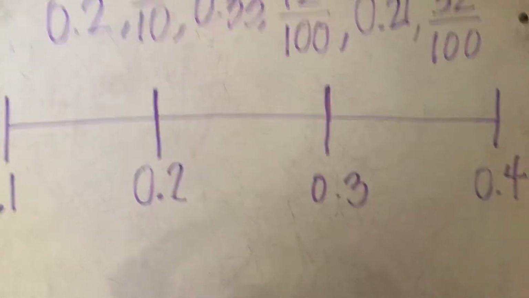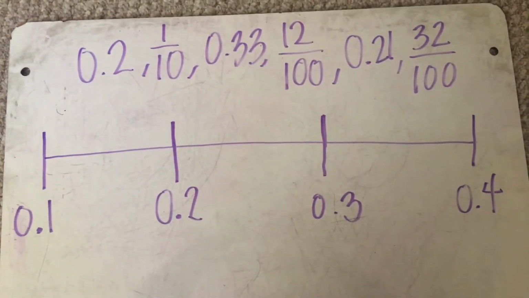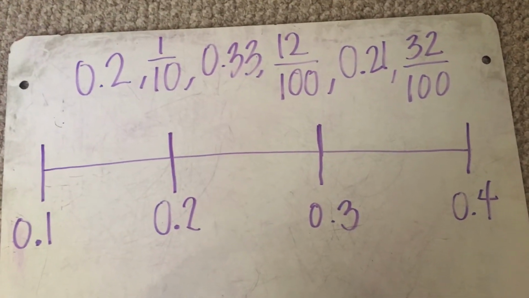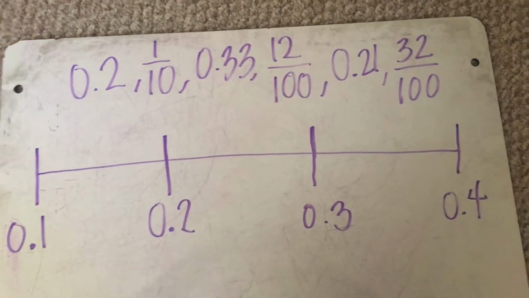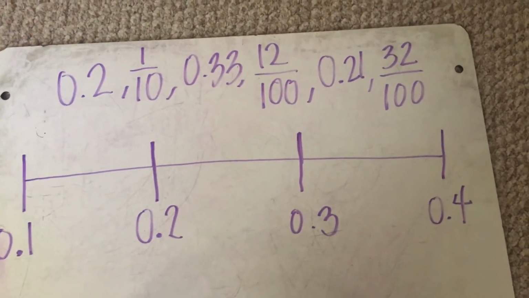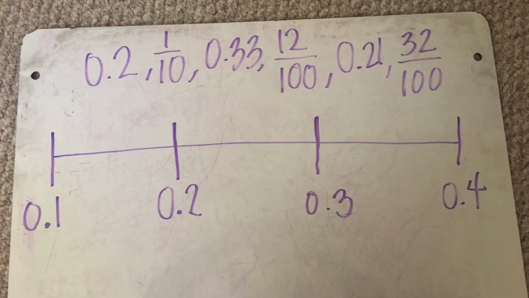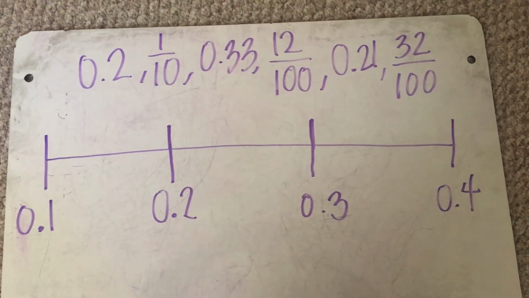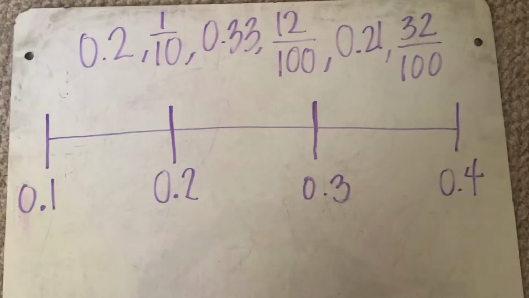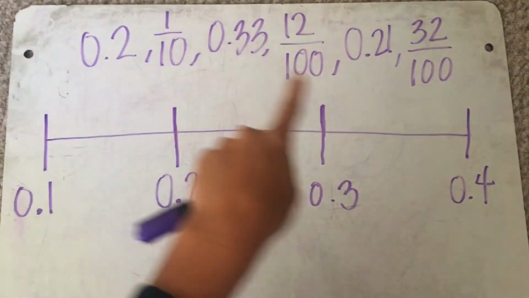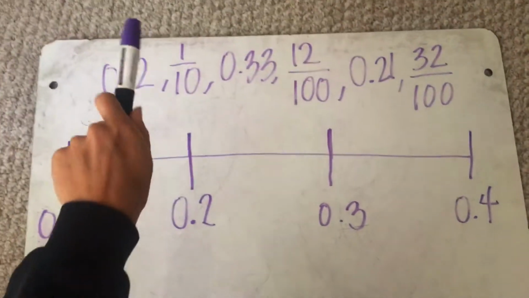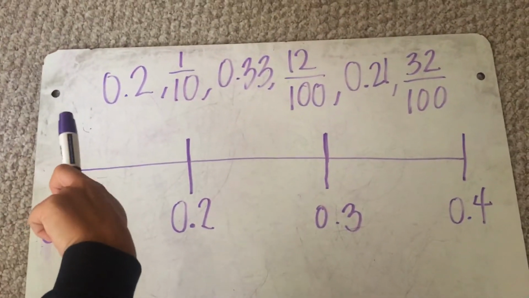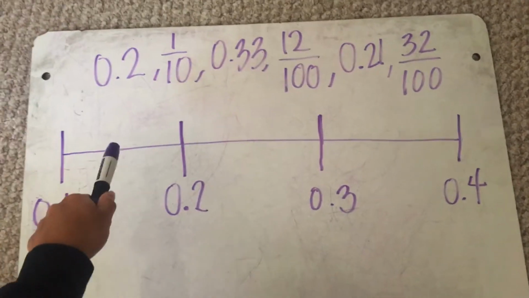Okay, let's get started. So we have our whiteboard here. I have drawn the number line, and then we have the decimals and fractions at the top. So we have 0.2, 1/10, 0.33, 12 hundredths, 0.21, and 32 hundredths. So the first thing we need to do is, we've got apples and oranges. We do not have the same thing. So we need to convert them all into decimals that are in hundredths, okay?